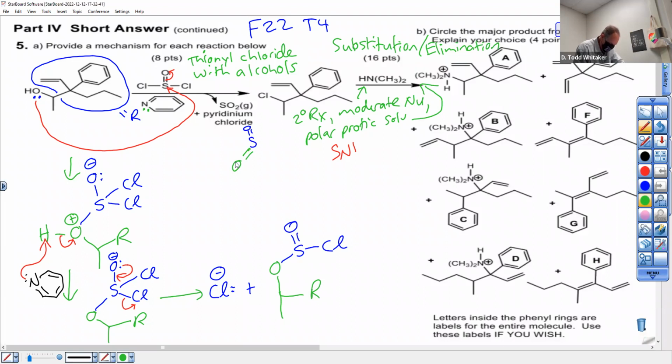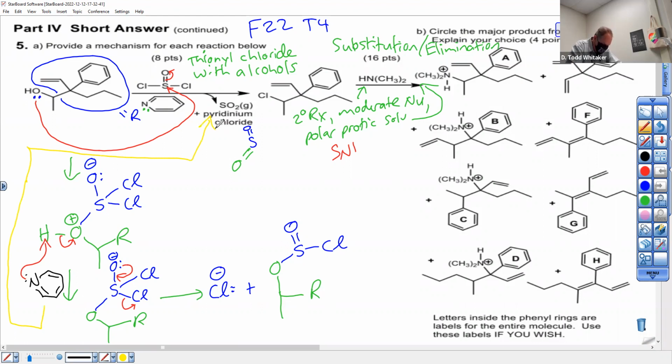Your pyridinium happened right here. Your pyridinium happened, I wanted yellow. Pyridinium. You don't need to show me these arrows showing when did you make pyridinium. No.